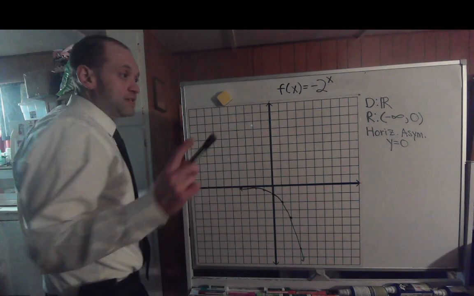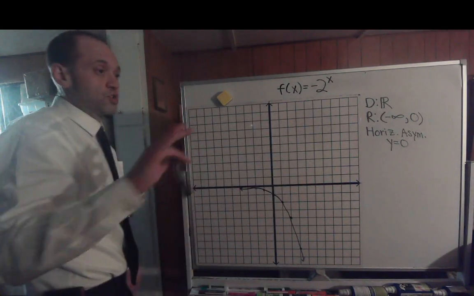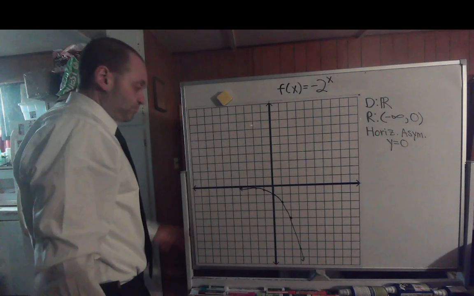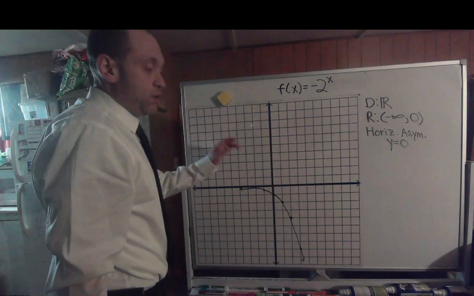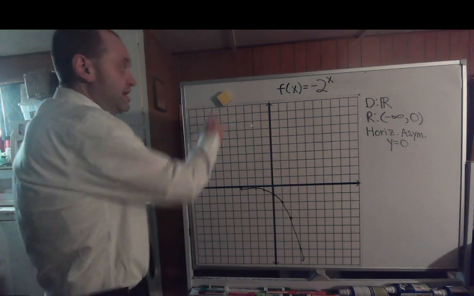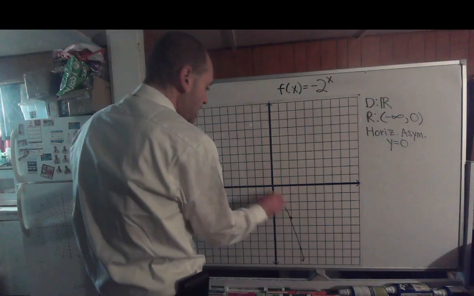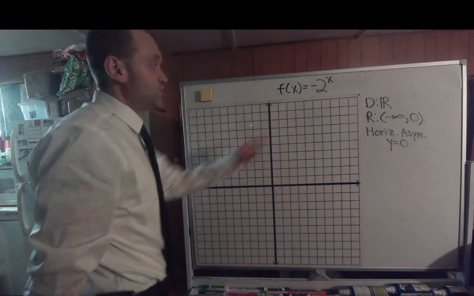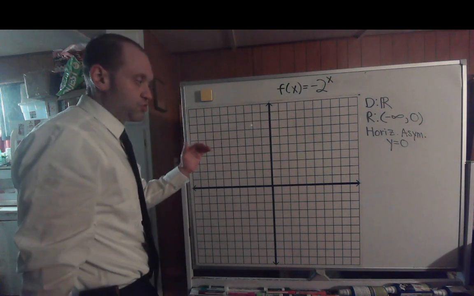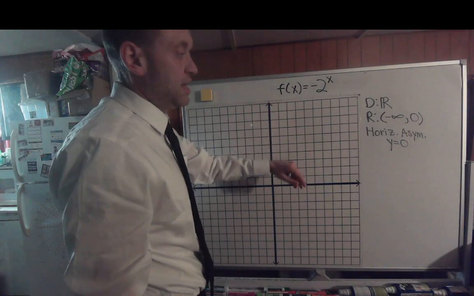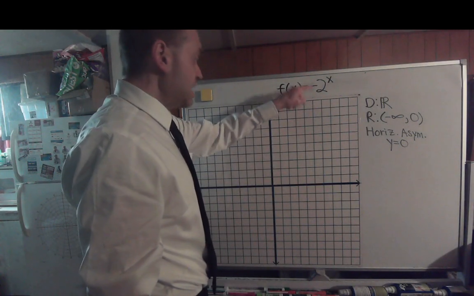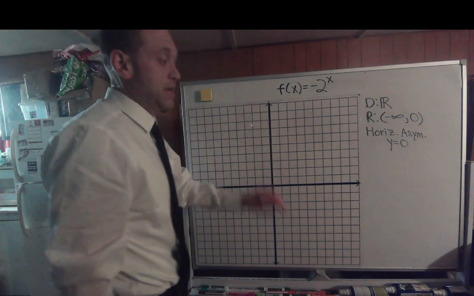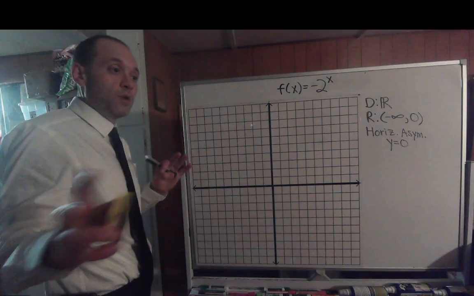So your domain is all real numbers for an exponential function, regardless of what it is. Your range is y, any value of y except 0. Well, it depends. If it was just a positive 2 to the x, your range would be from 0 non-inclusive to infinity. If it's negative 2 to the x, it would be from negative infinity to 0. But either way, you'll never actually hit 0.